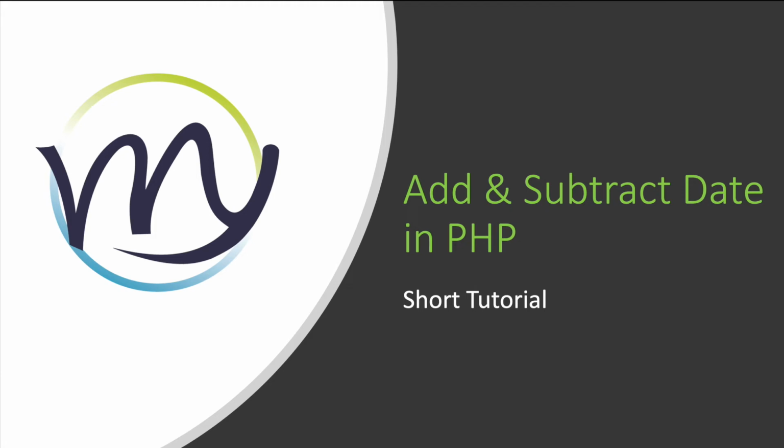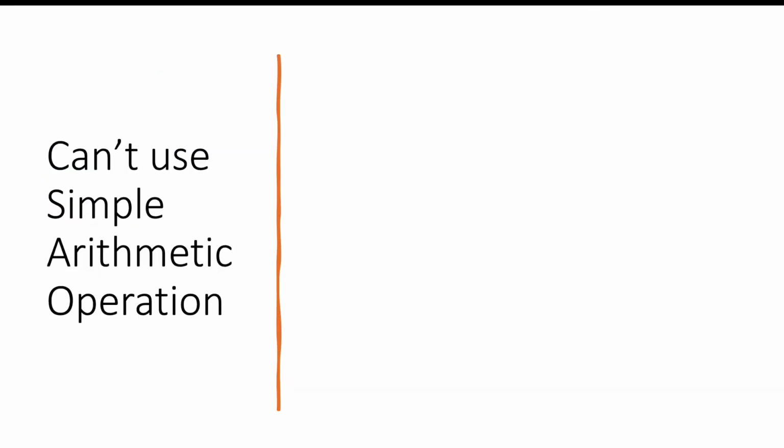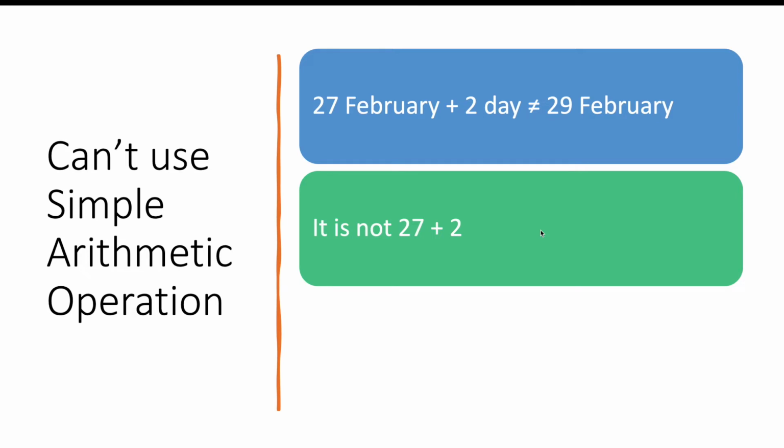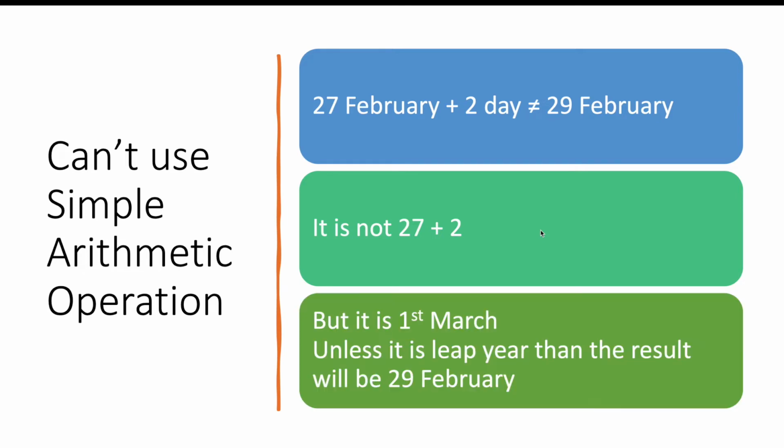Date operation and manipulation is not easy. We cannot use simple arithmetic operation. 27 February plus 2 days is not 29 February. It is not 27 plus 2, but it is 1st March. Unless it is leap year, then the result will be 29 February.